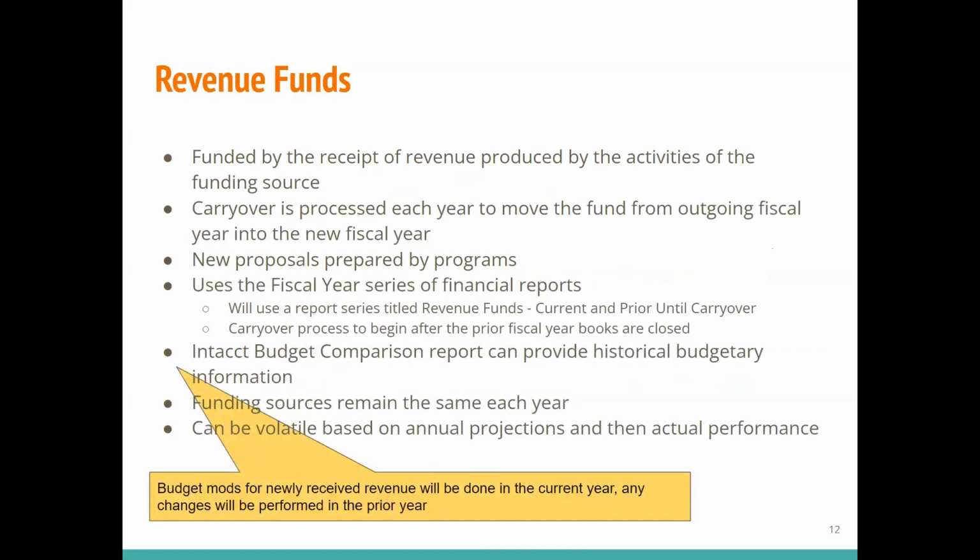And finally, revenue funds. Funded by the receipt of revenue produced by the activities of a funding source. Solid waste would be an example. They bill their customers for solid waste services. That's how they generate revenue, and that's what they operate from. They do have a carryover process each year to move the fund from the outgoing year into the new fiscal year.